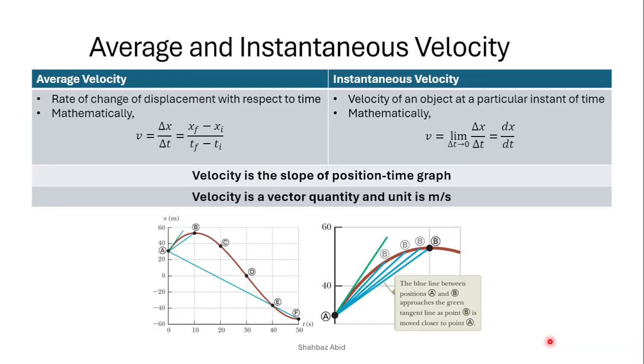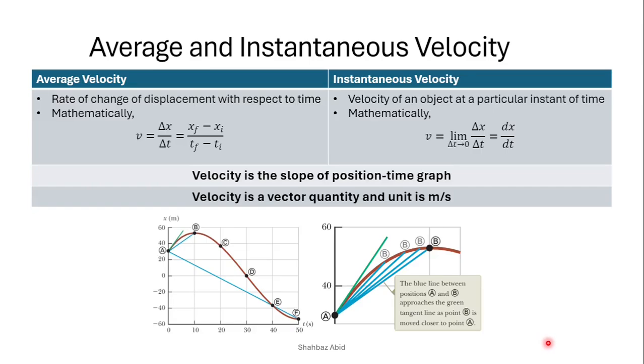As we have discussed about the slope of the position time graph, the slope of the position time graph is actually known as velocity. The velocity is actually the rate of change of displacement with respect to time. There are two types of velocities. One is average velocity and the other is instantaneous velocity.